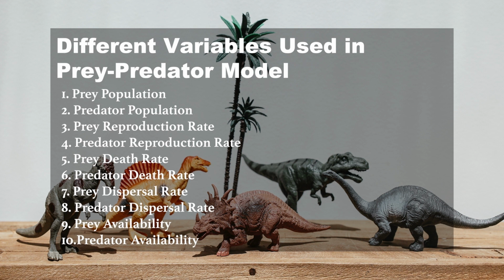The ninth variable is prey availability, which means availability of prey in an ecosystem, which affects their reproduction, death and dispersal rate. The last variable is predator availability. This is the availability of predators in an ecosystem, which affects their reproduction, death and dispersal rate.